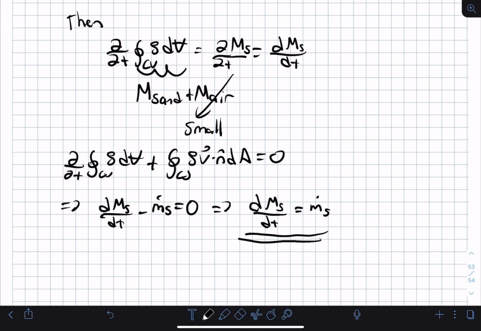It should be fairly intuitive that the growth of the mass in the control volume is just the mass flow rate of the sand falling through the top. Okay, because we don't have any mass of sand leaving anywhere, and we don't have any additional sources.